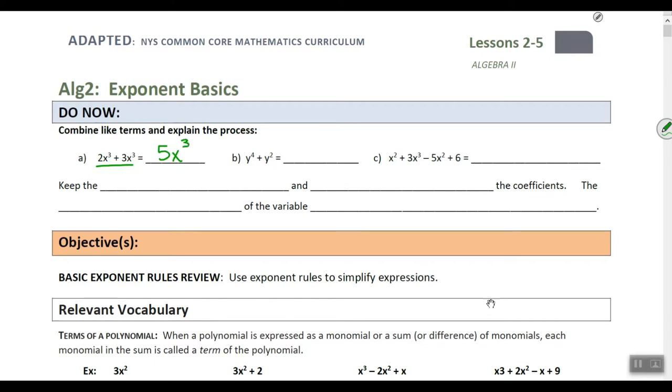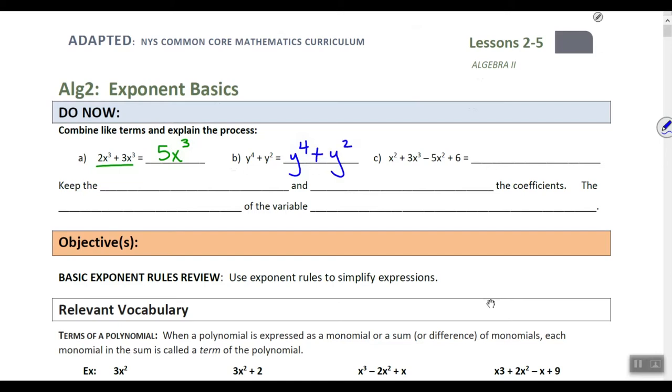Okay, y to the 4th minus y squared, those have the same variable y, but they have different exponents. One's 4 and one's squared. Now, the reason that's important is because this one is y times y times y times y. This one is only y times y, and those are fundamentally different. If I plug numbers into y, I'd get different numbers. Okay, these are not like terms, so I can't simplify it any more than it already is.